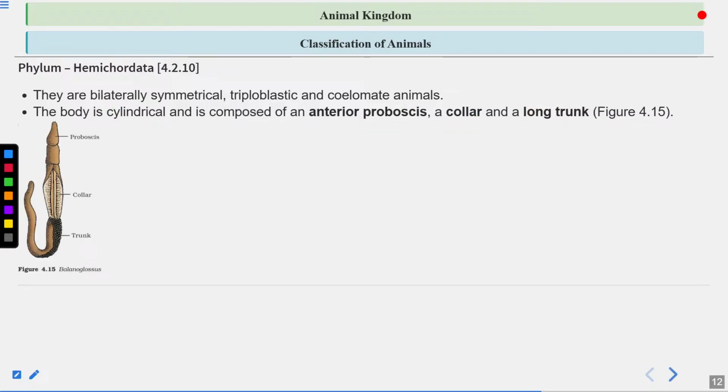An example is Balanoglossus. They have a proboscis which is present in the front, and this helps in feeding and burrowing. Then they have the collar, which is present between the proboscis and the trunk. This collar helps in sensation and locomotion. Then this trunk is the main body, where all the organ systems are present.